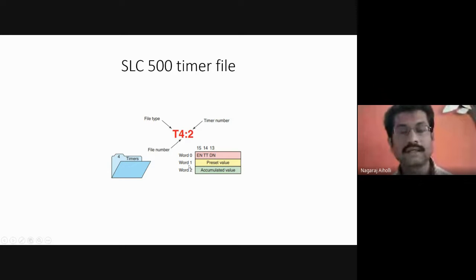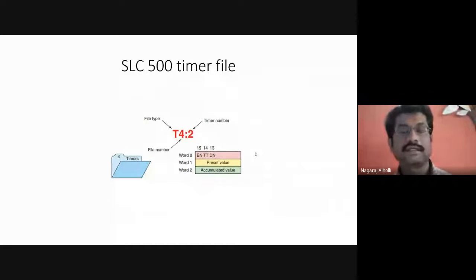Then word 1 is 16-bit. We know that byte information is 8 bits, and word information is 16 bits, a 16-bit memory location. Then the preset value. The preset value is the set point of the timer, that is, the value to which you are setting the timer to maintain the timing. Suppose I use a stopwatch, or the stopwatch in your cell phones, and I give the timing input value as, say, 60 seconds.